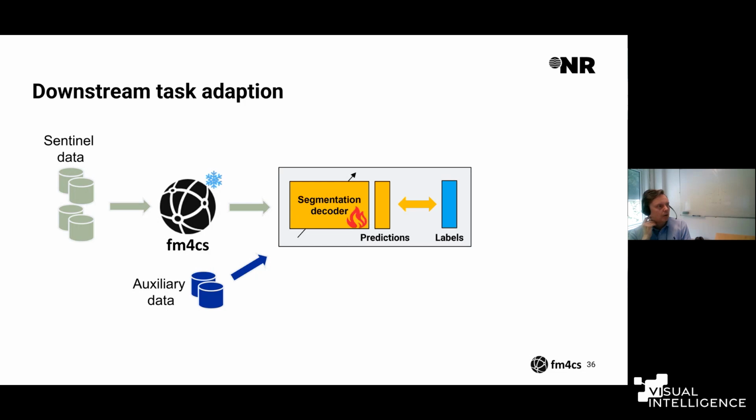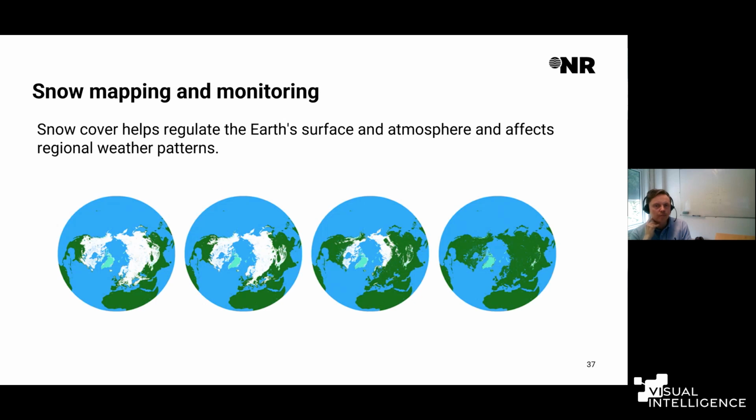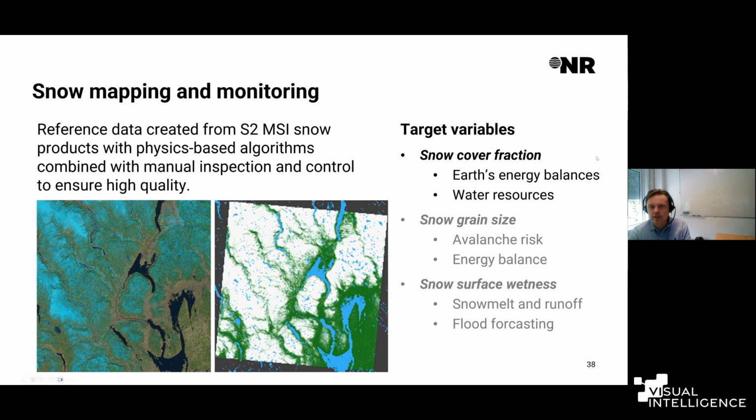I will just show some examples here for two cases, snow mapping and sea ice. Snow is very important for the climate here on Earth. It affects the weather patterns and all these things. And there are today a lot of projects, also funded by ESA, that work on just having a good estimate of the snow coverage. Here we can see how it goes from winter on the left through the summer months. So how it affects it. So we have a lot of data in-house at NR and use that to train this downstream application.